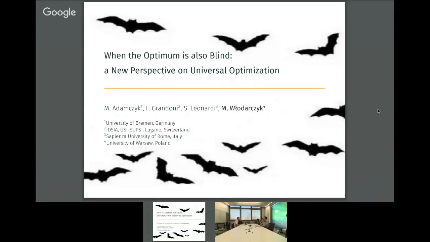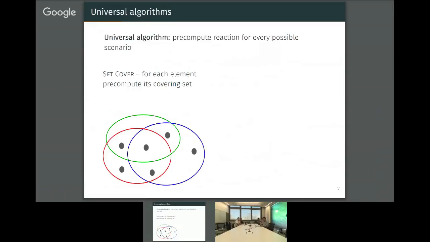I'll start with what universal optimization is about, introduce a new benchmark, and then I'll give some deeper detail of some of our results. So a universal algorithm is about pre-computing a reaction for scenarios that are not known in advance.